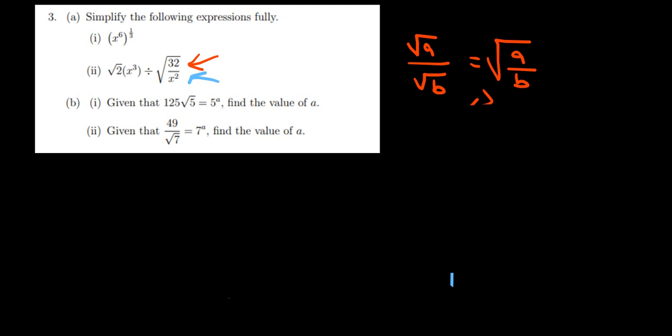Okay, so question B, we are going to use the laws of surds. There we are evaluating or finding the value of a. So we have 125 root of 5 is equal to 5 to the power a. So what do we need in order to find the answer here? We just have to express whatever we have on the left as a number in terms of 5 to the power something. That's what we need to do there.